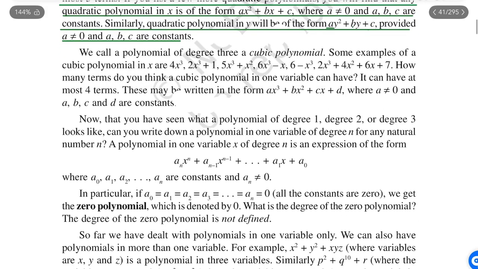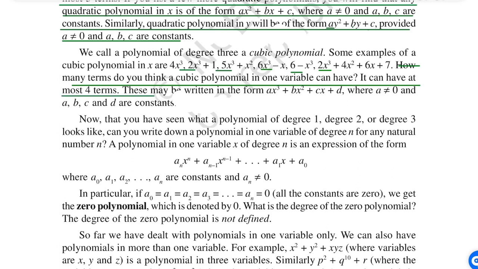We call a polynomial of degree 3 a cubic polynomial. Some examples of a cubic polynomial are these, this and this. How many terms do you think a cubic polynomial in one variable can have? It can have at most 4 terms, not exceeding 4 terms. These may be written in the form ax^3 + bx^2 + cx + d, where a is not equal to 0 and a, b, c and d are constants.